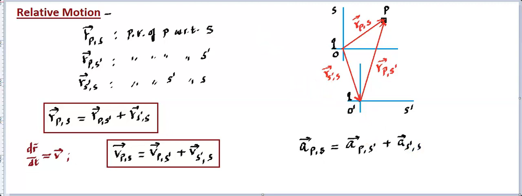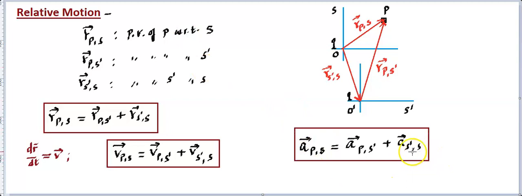So this becomes the formula for acceleration, and you can always exchange these subscripts that are there. Then there's going to be a minus sign, because if you are standing on the ground and a train is moving, then the person on the train finds you moving in the backward direction. So this minus sign is coming because of this.